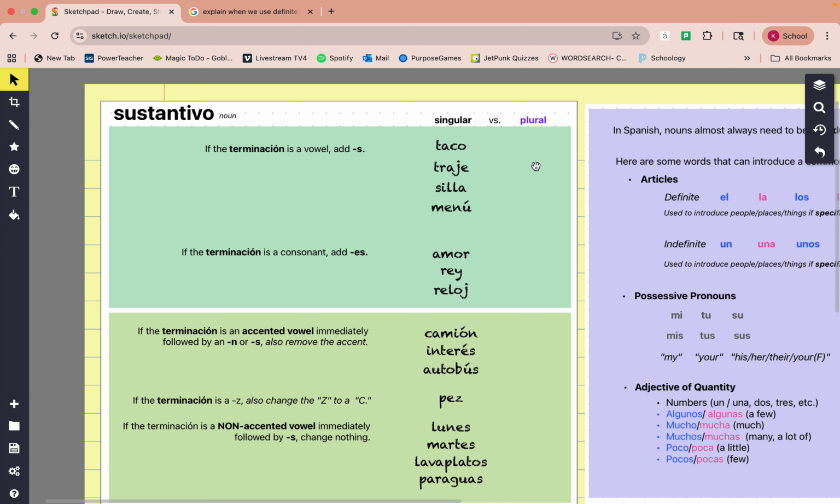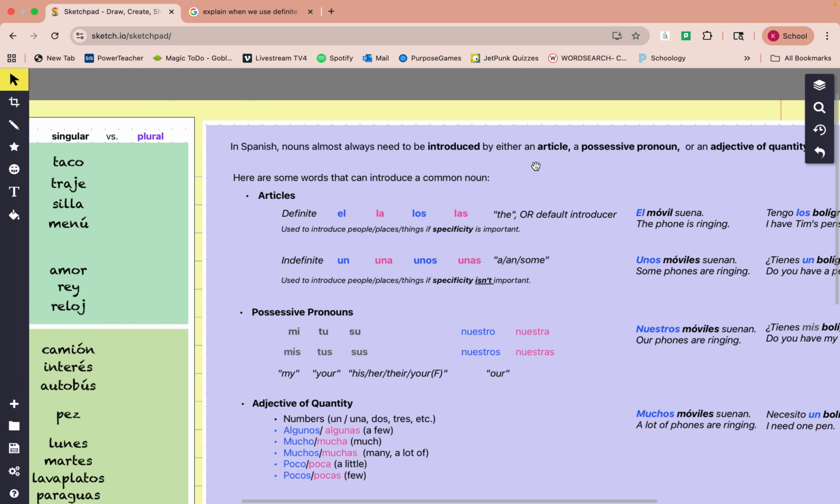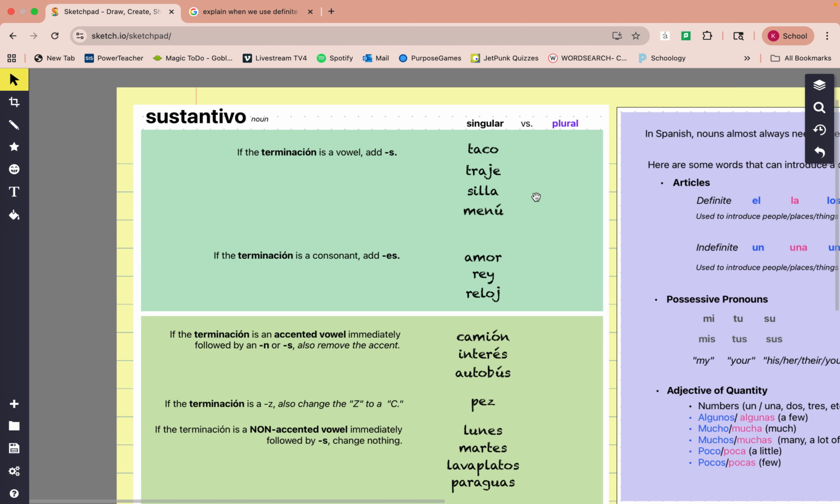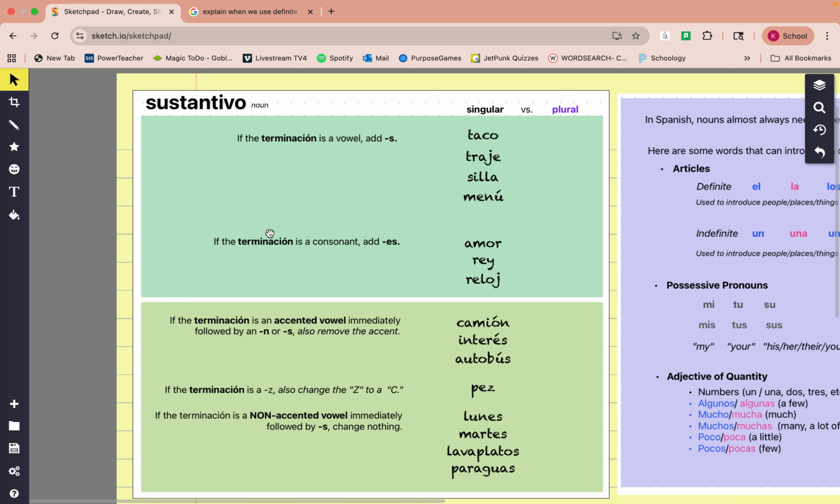The second thing that we'll talk about is a grammar rule related to how we have to introduce sustantivos, that is, introduce nouns, persons, places, and things, in Spanish. So let's begin with learning how to make a word plural in Spanish.